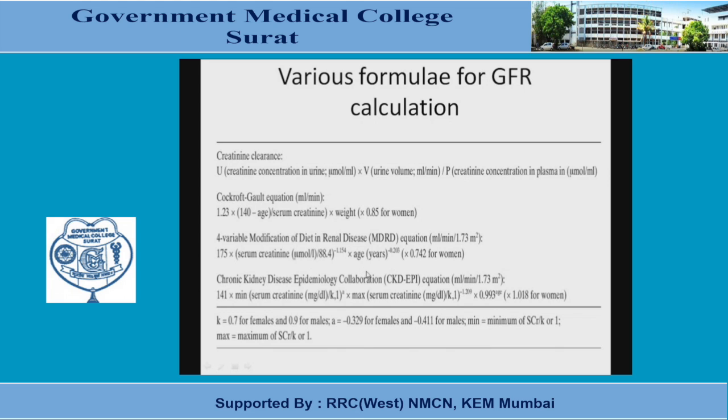The variables differ in each equation. In case of Cockcroft-Gault, the variables are weight and sex. In case of MDRD, the variables are sex as well as race, for African American or Afro-American. Here weight is not included. CKD-EPI is mainly based on body surface area and sex. So different variables are used for the different equations, and these equations are mainly based on the measurement of the serum creatinine level.